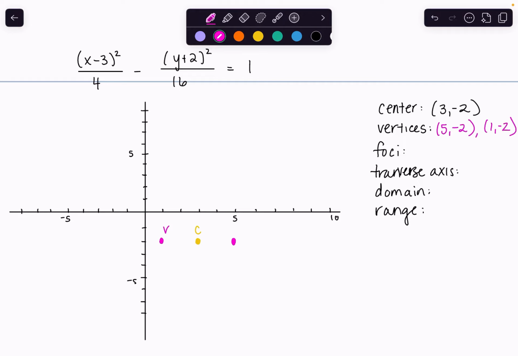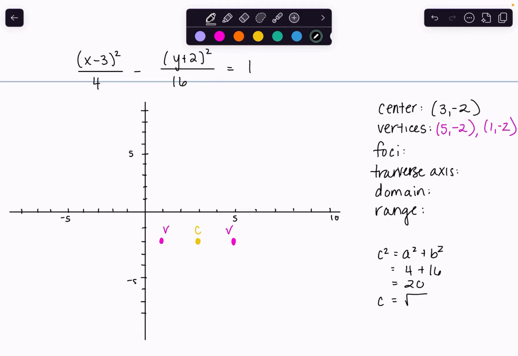Okay. To find my foci, I have to figure out what my value of c is, which is not to be confused with the c I wrote for the center. But we know that c squared is equal to a squared plus b squared. So c squared is going to be 4 plus 16, or 20.